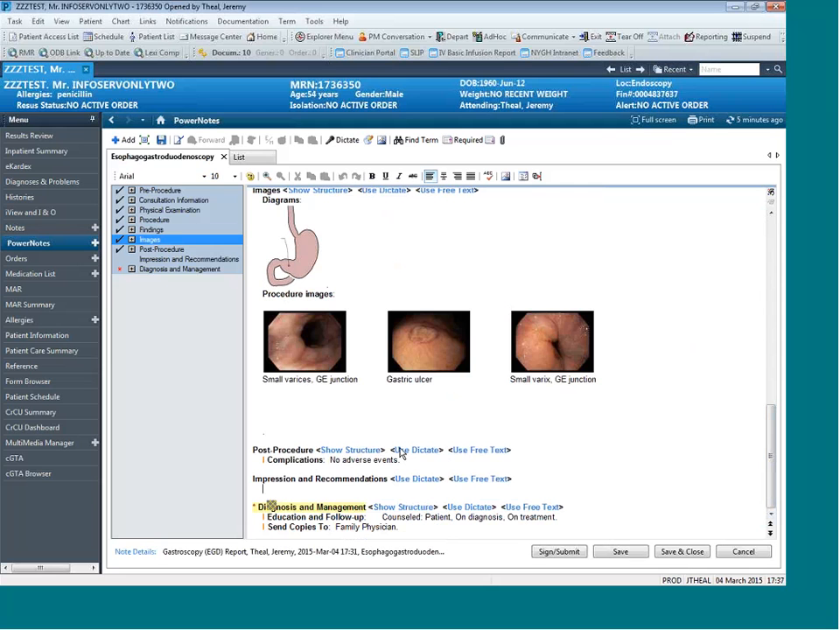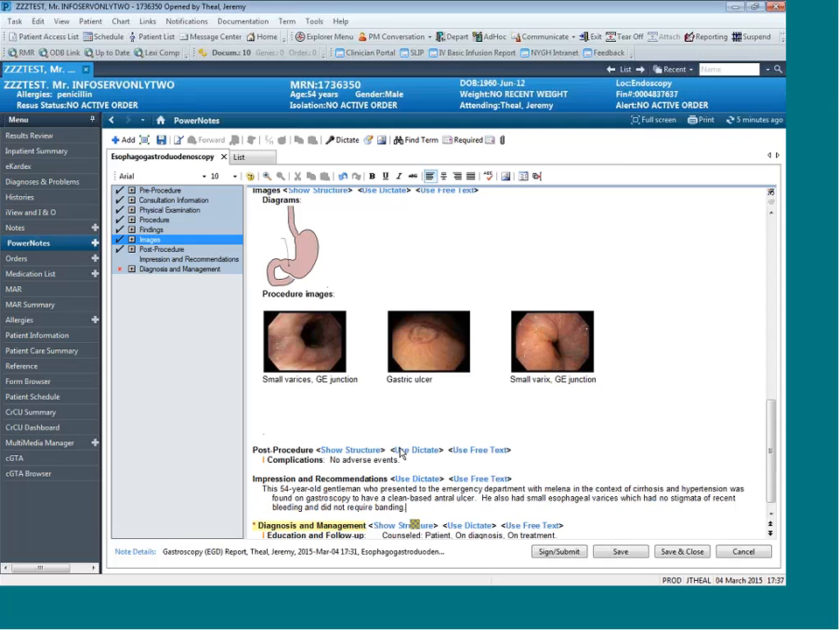This 54-year-old gentleman who presented to the emergency department with melena in the context of cirrhosis and hypertension was found on gastroscopy to have a clean-based antral ulcer. He also had small esophageal varices which had no stigmata of recent bleeding and did not require banding. The ulcer itself was not actively bleeding and did not require any endoscopic treatment at this time. I would recommend proton pump inhibitor therapy for this patient.